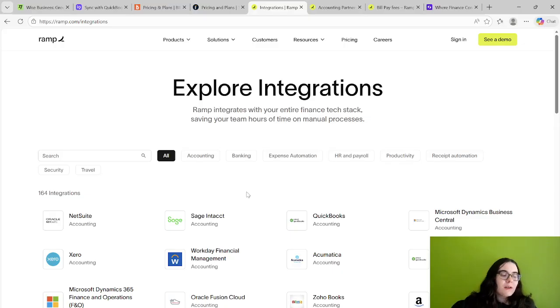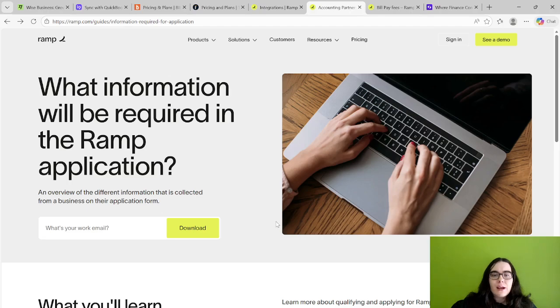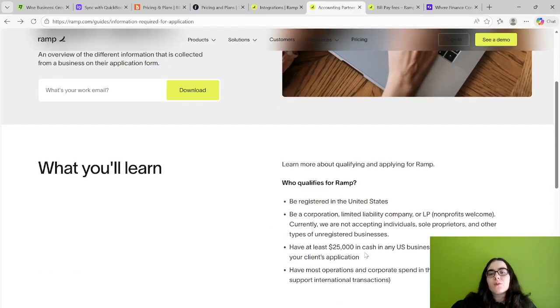So the cons with Ramp are that, like I said, you can't manage receivables with Ramp, which is kind of a drawback. If you want that, then this isn't for you. And they also have this cash balance requirement. You have to have at least 25,000 in cash in your bank account. And for some smaller businesses, that could be prohibitive. They may not have that kind of cash. So it could be kind of limiting for small businesses.